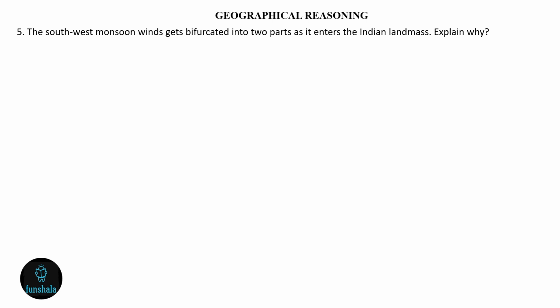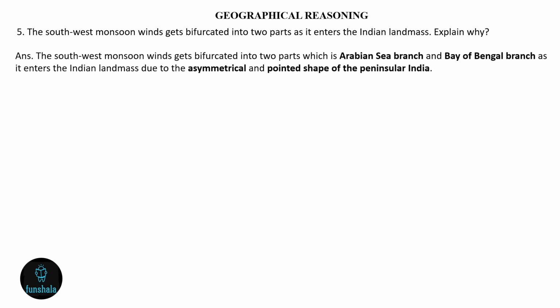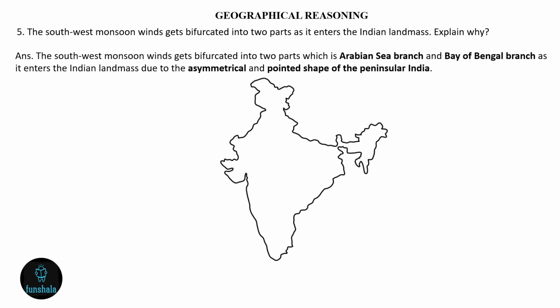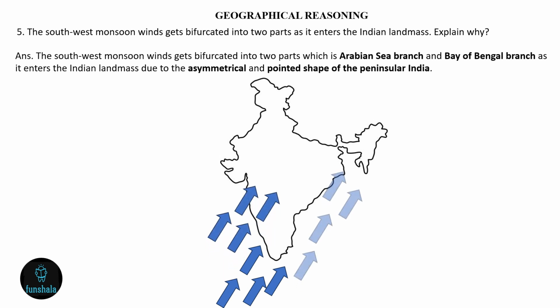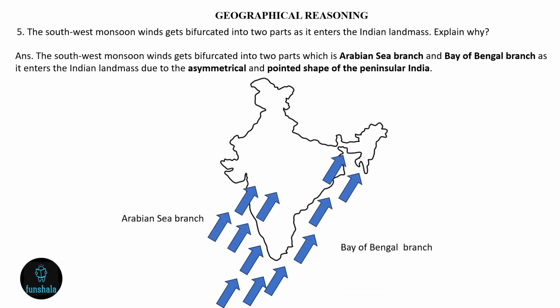The fifth question is, the southwest monsoon winds get bifurcated into two parts as they enter the Indian landmass. Explain why. The answer is, the southwest monsoon winds get bifurcated into two parts, the Arabian Sea branch and the Bay of Bengal branch, as they enter the Indian landmass due to the asymmetrical and pointed shape of peninsular India.